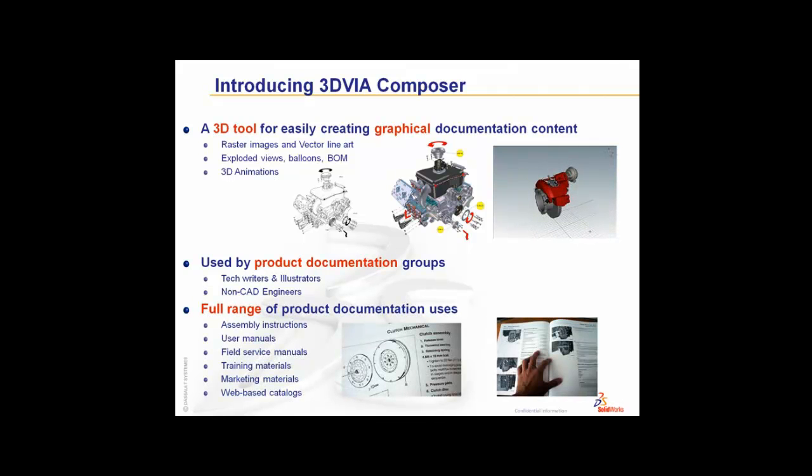3D Via Composer can be used for the full range of documentation produced in an engineering company, whether it's documentation used internally, such as assembly instructions, documentation delivered with the product, such as a user manual, or any kind of other documentation, such as operating guides, training manuals, service and repair instructions, or even marketing collaterals and online spare parts catalogs.